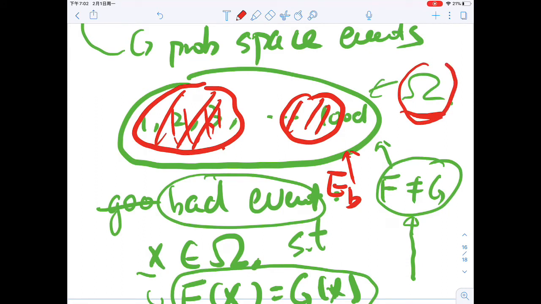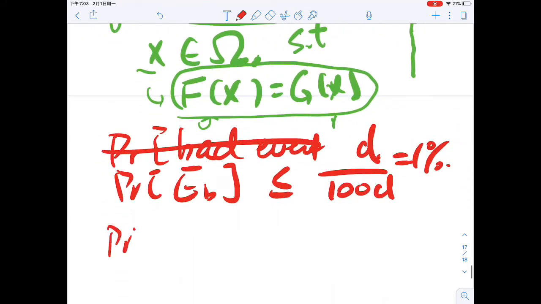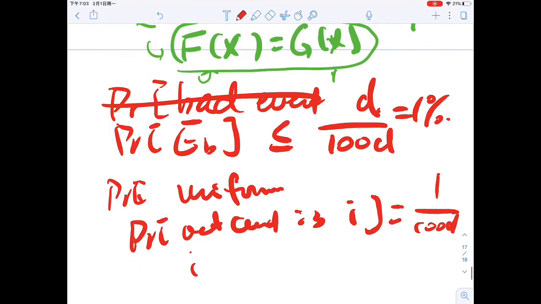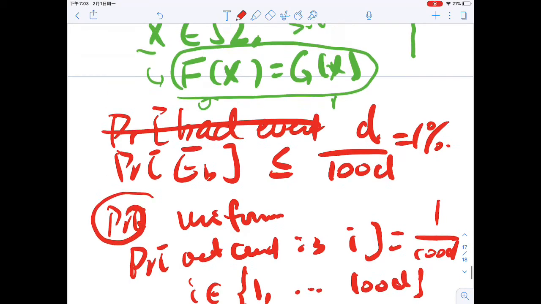So we have defined quite a number of important concepts. One is the probability space. With the probability space, the probability function is also pretty straightforward. This function is just the uniform function: the probability that the outcome is i is 1 over 100D, where i belongs to 1 to 100D. This is the probability function we want to define.